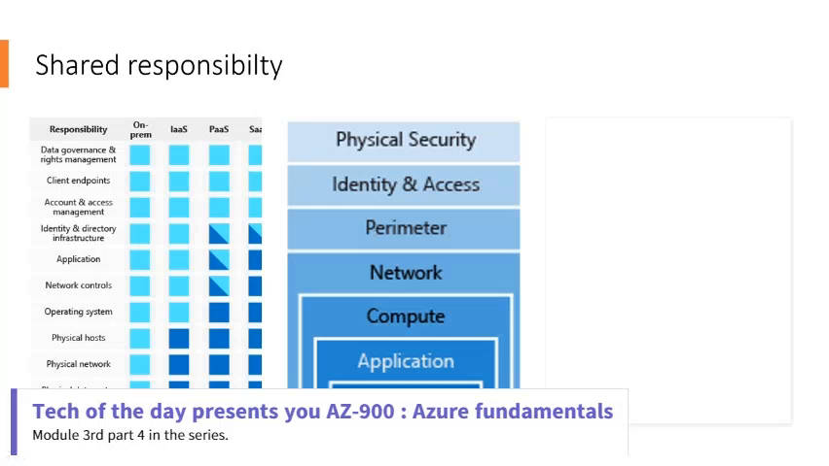To discuss it, Microsoft has physical security for their data centers, then identity and access, then over that there is perimeter, then network security, then compute, which is resource level security, then application level security, and then data level security. So generally these two are your application level security. Compute level security is when you are using some resources.